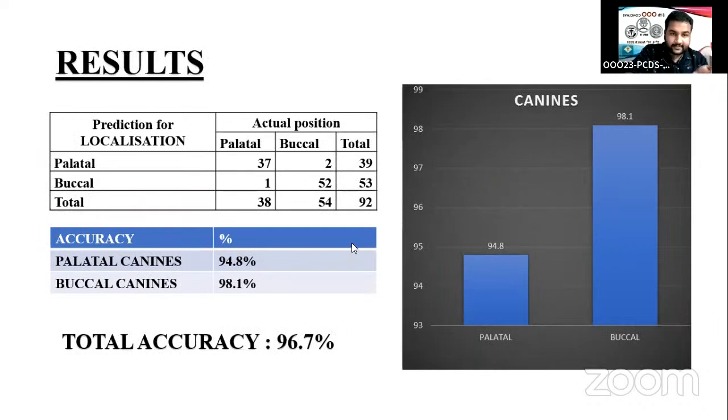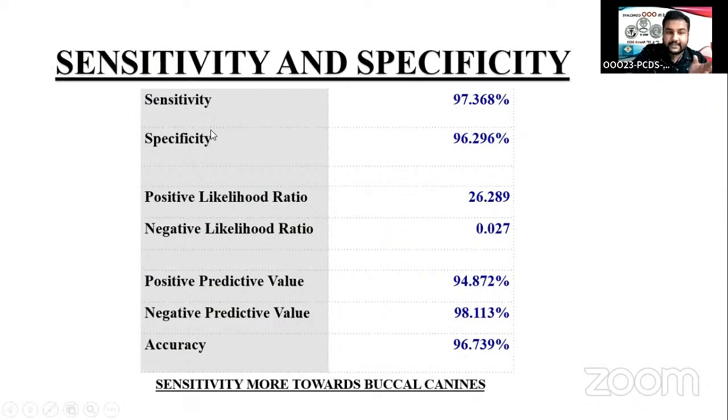So here are the results. We can see that 37 out of the 39 palatal canines showed the actual position, and 52 out of the 53 OPGs showed the actual position. The palatal canines show an accuracy rate of 94.8, and that of buccal canines shows an accuracy rate of 98.1, with a total accuracy rate of 96.7. Here we can see the sensitivity, specificity, and other ratios also, which all point towards the success of our app.